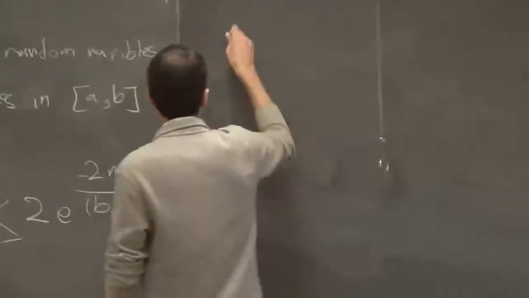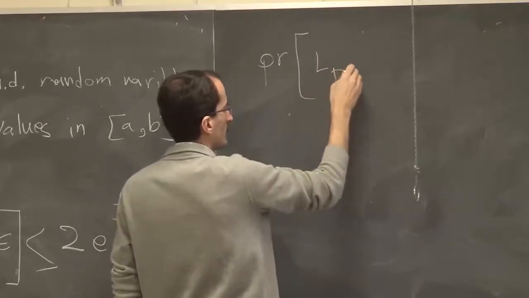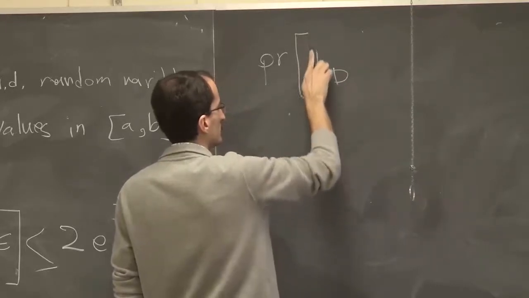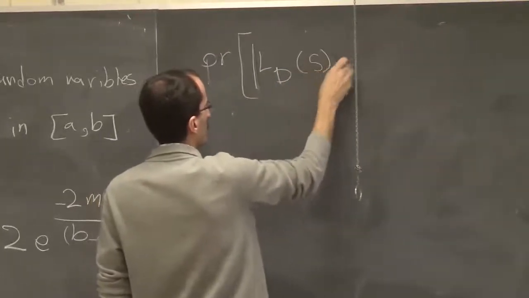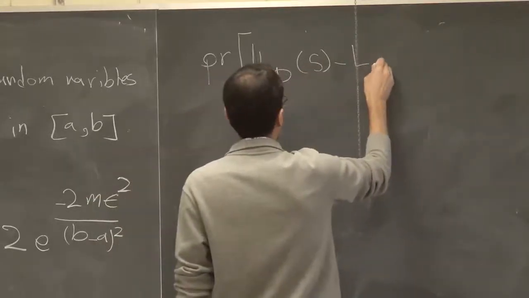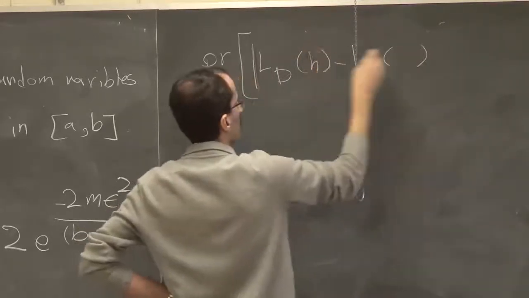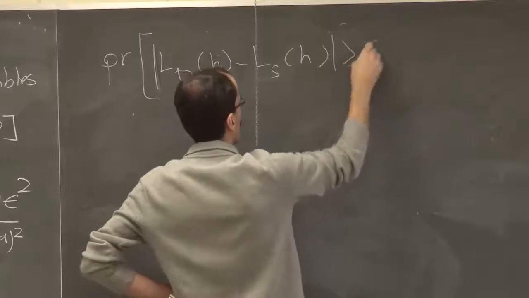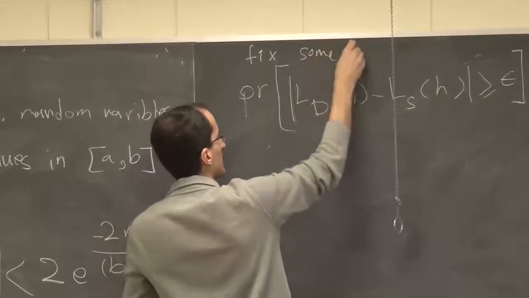So we can say that the probability that LD of S minus LS of H, so that's the quantity. So fix some H.